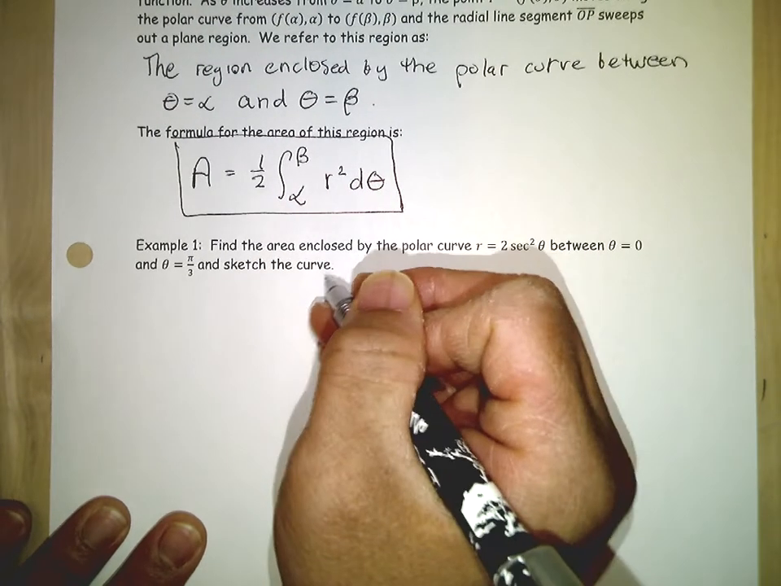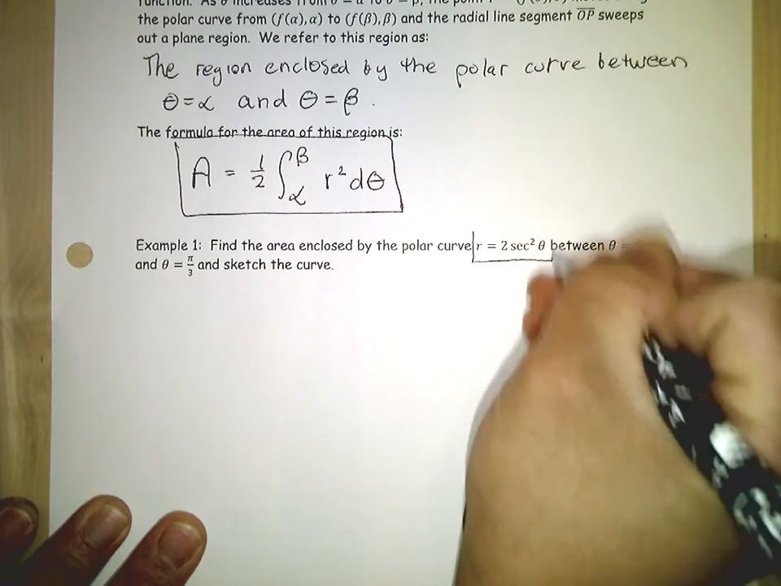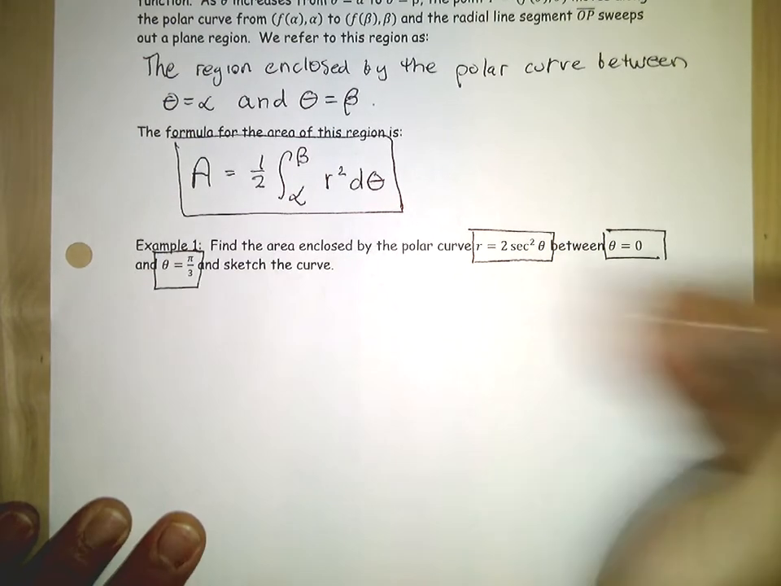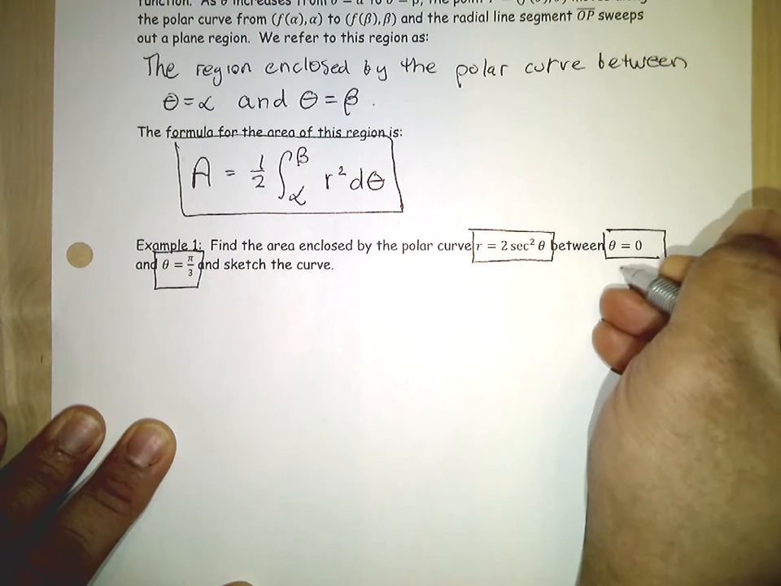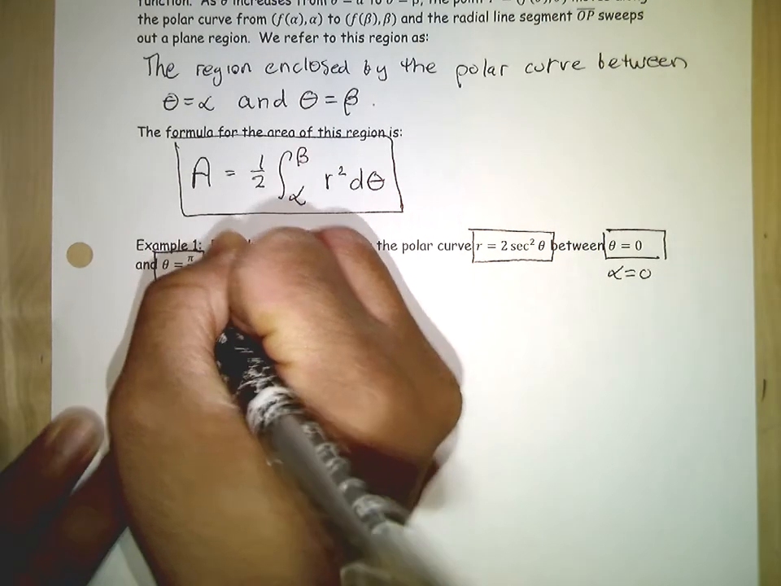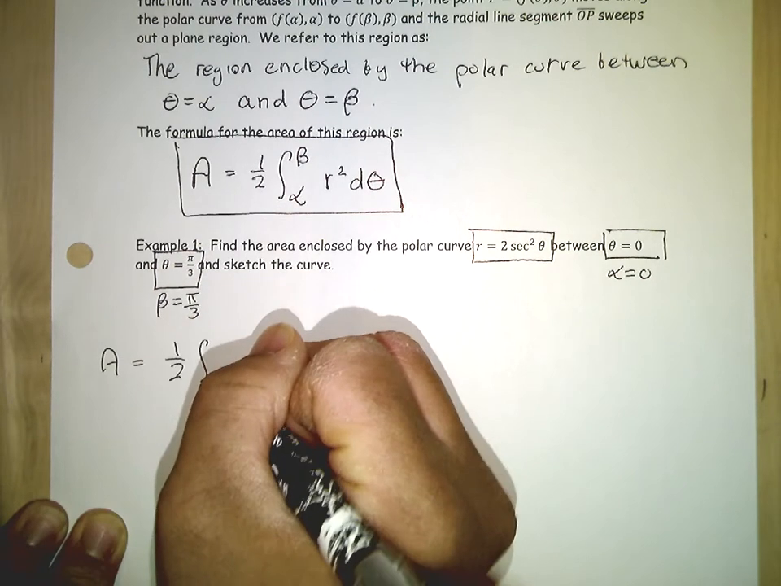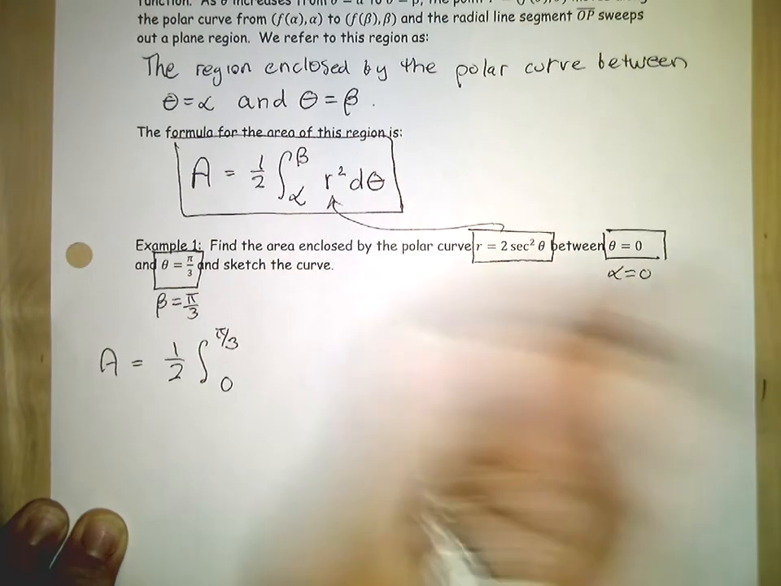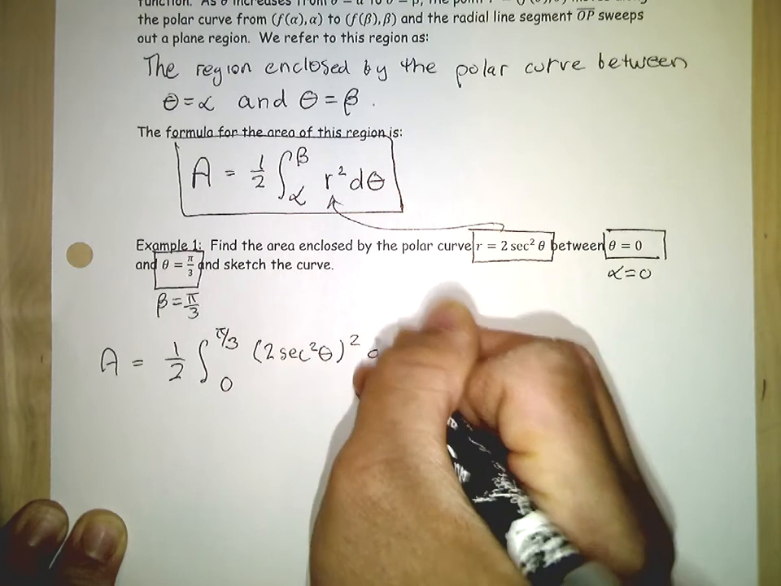Find the area enclosed by the polar curve r equals 2 secant squared theta between theta equals 0 and theta equals pi over 3, and sketch the curve. So let's look at this. So alpha is 0, beta is pi over 3. So if we want this area, we have 1/2 integral from 0 to pi over 3, and then we have r squared, so that will be 2 secant squared theta squared d theta.